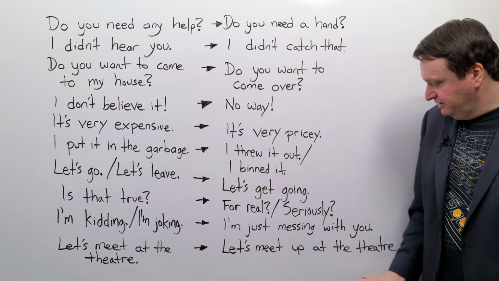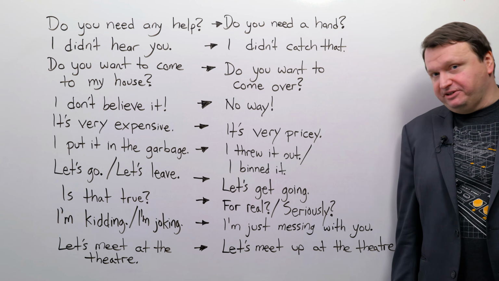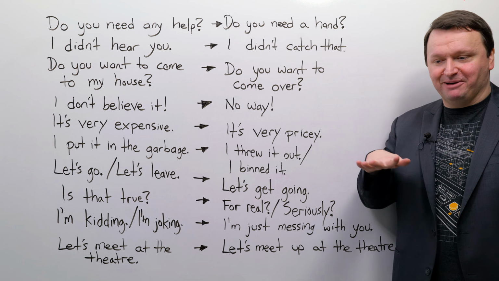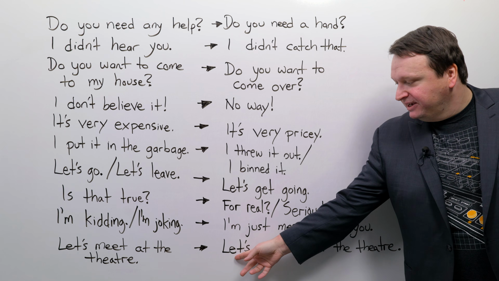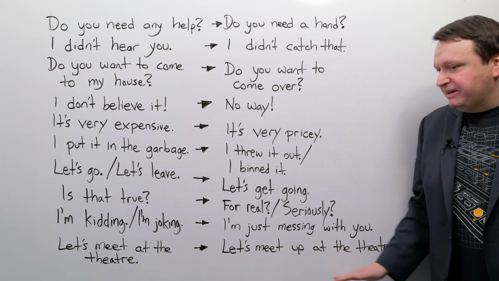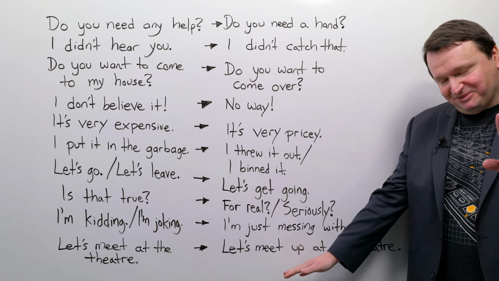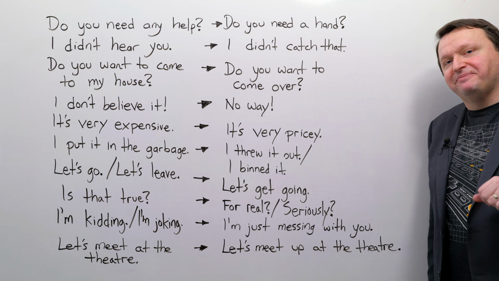So here, let's meet up at the theater. Now I sound very staccato. Let's meet up at the theater. So let's make it smoother. Let's meet up at the theater. Okay, repeat after me. First, slow. Let's meet up at the theater.